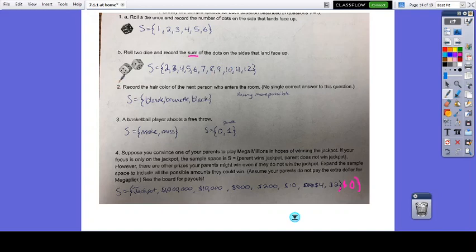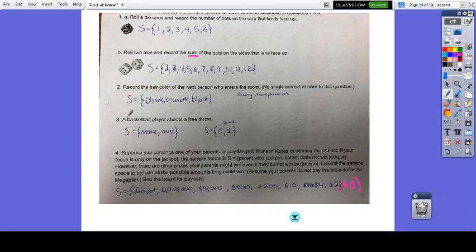Okay. Number 2, record the hair color of the next person who enters the room. So you could imagine somebody walking into the room and you don't know. Okay. Your sample space in this case can be a lot of different things. I just made a sample space of blonde, brunette, or black. You could add all kinds of different hair colors into this, but get the idea of what possibly could happen. So you're looking at the hair color. The random event is somebody's walking into the room with a hair color, and then what is their outcome that comes of that.